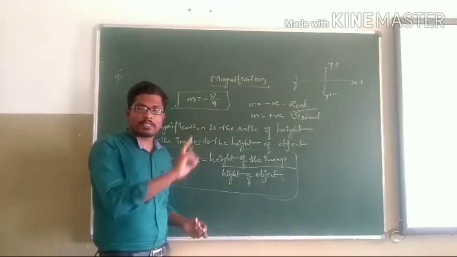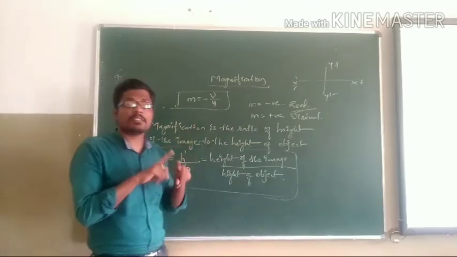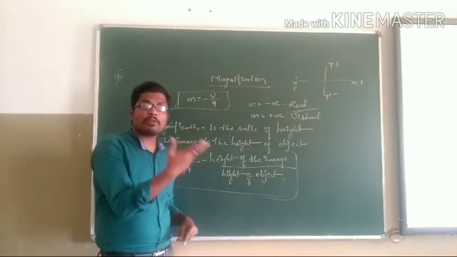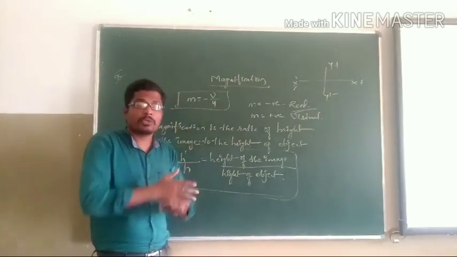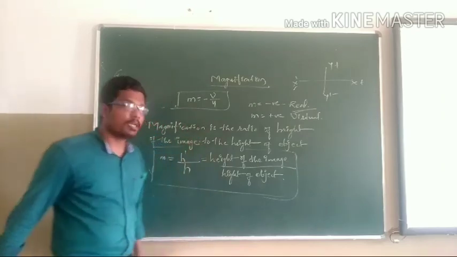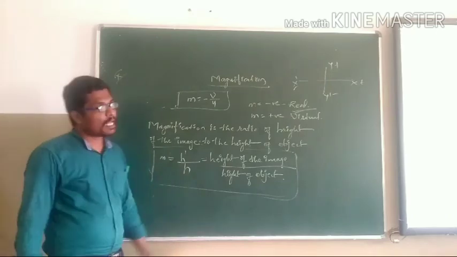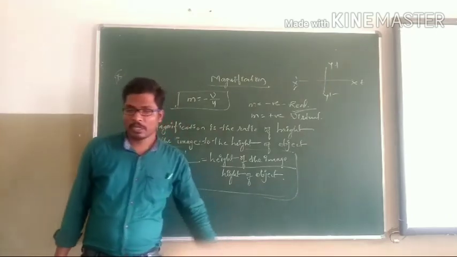So there is a difference. In the real case, the rays are actually intersecting each other, but in the case of virtual, they are not actually intersecting. They appear to intersect each other. This is a simple thing about the mirror formula as well as the magnification.